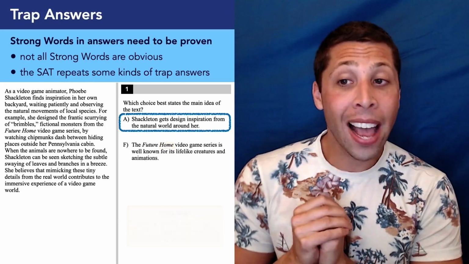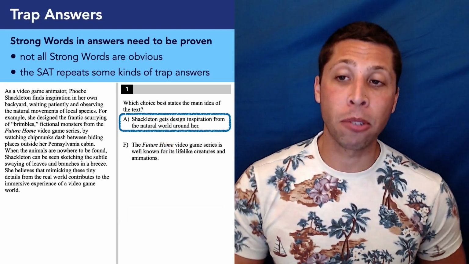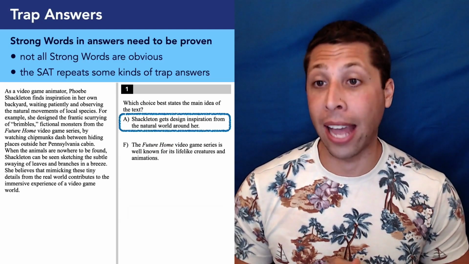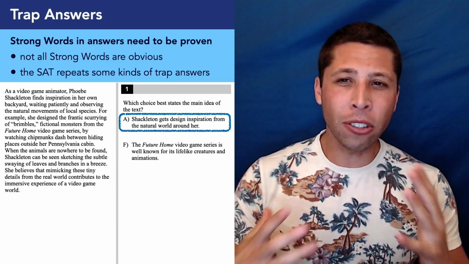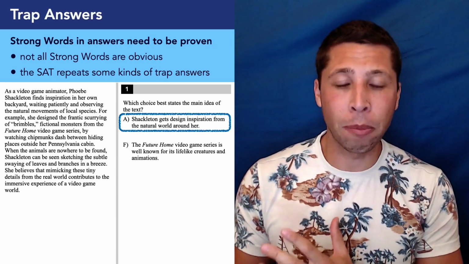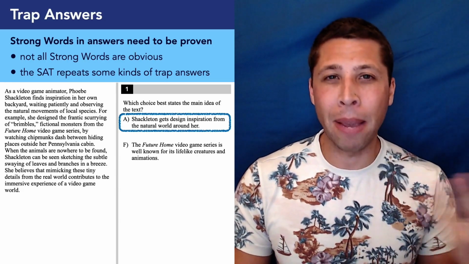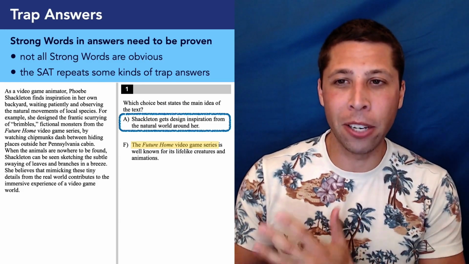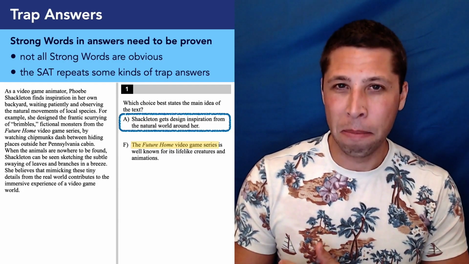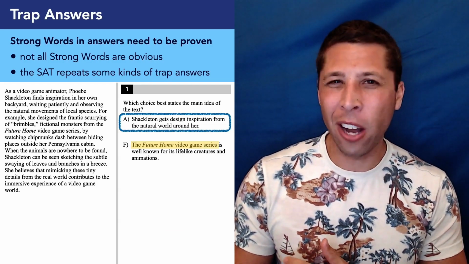Let's look at choice F. The Future Home video game series is well known for its lifelike creatures and animations. Well, they definitely mention this video game series. And here, there's not a particular word that bothers me in the choice. It's more about the overall main idea of the choice. It seems to be about the Future Home video game series, but is the passage about that? No, I don't think so.